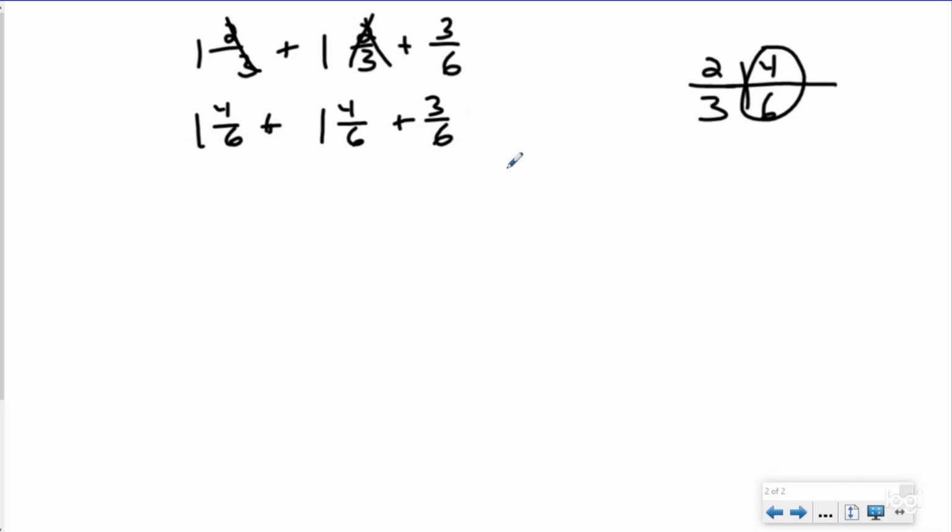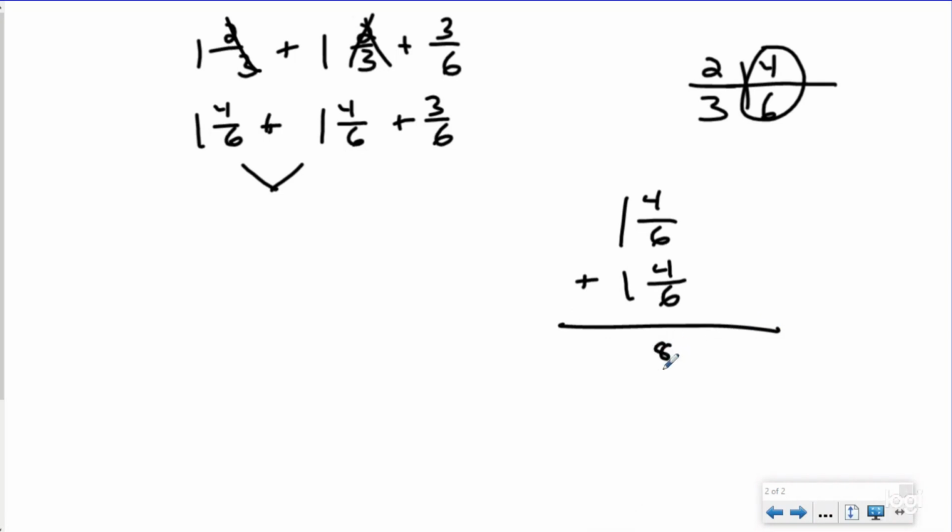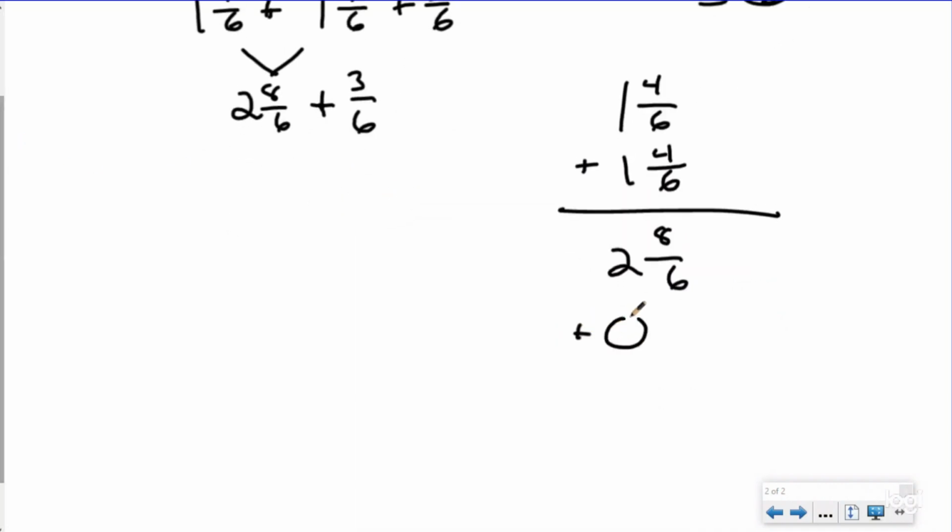So now I have a common denominator, I can add all these together. So I'm going to start here and combine those. So 1 4/6 plus 1 4/6 is 8/6. I have 2 8/6. Some of you might, again, have decomposed that to find the proper mixed number. I'm going to wait to do that till the end, and that way I only have to do it once, just in case. So now I want to add 0 wholes and 3/6 to that, and that's going to give me 11/6. 2 plus 0 is 2. So now I have my answer of 2 11/6.